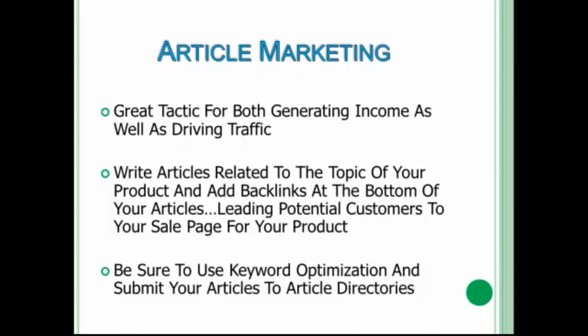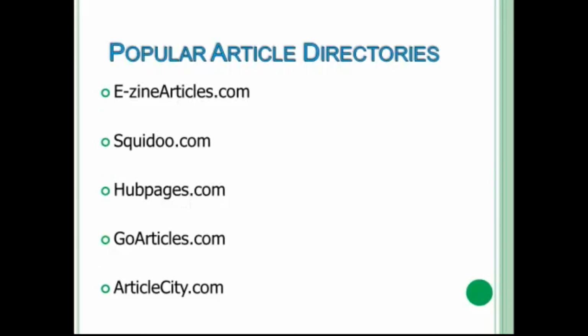There are tons and tons of article directories available on the internet today. Let's take a look at some of the most popular article directories available. EzineArticles.com is a very popular article directory and very widely known. They have hundreds of thousands of people visit their site each day to view articles on different topics.